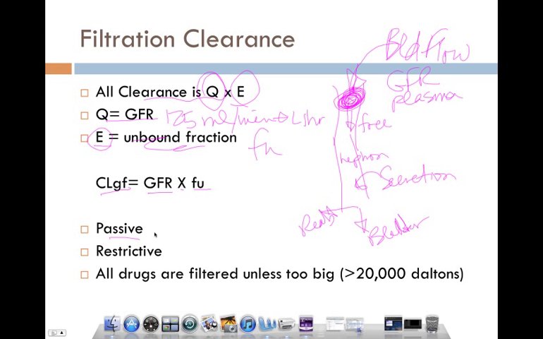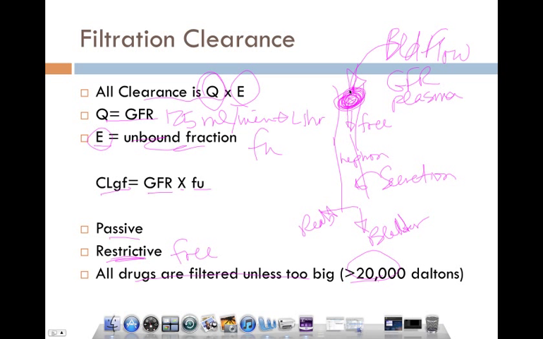This is passive because it doesn't require any energy, it just happens. It's restrictive, therefore it can't be saturated or anything. It's restrictive, meaning only free drug can get through. It has to be unbound. And all drugs will be filtered through unless they're too large, even if they're not bound to protein. So if the drug itself has a molecular weight of greater than 20,000 Daltons, it will not be filtered even if it's free, because it's just too big to fit through there.